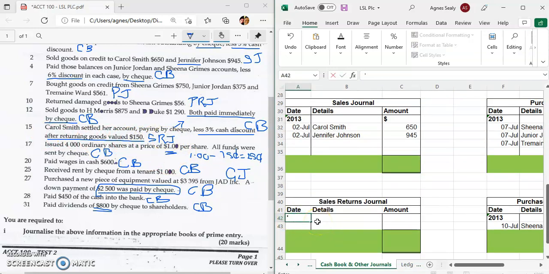So this is the transaction on the 15th for the return. So this is 15th of July. That is Carol Smith. We would have recorded the payment that she made, but we didn't record the return. It's $150.